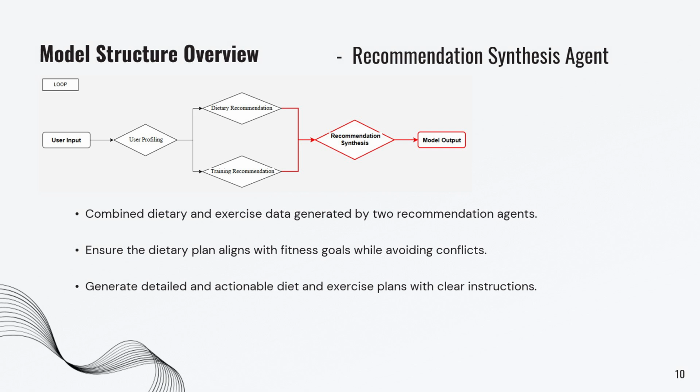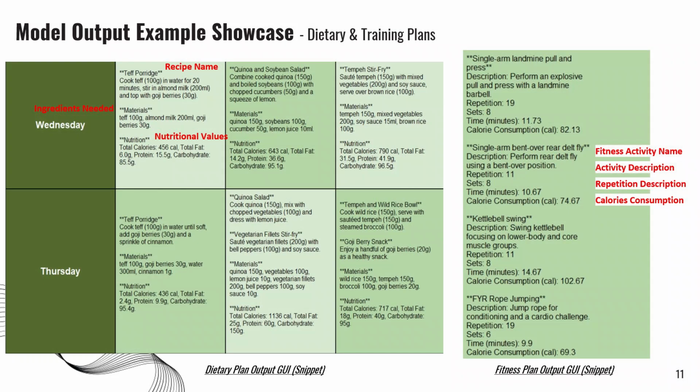And then there is the recommendation synthesis agent. It will combine the two dictionaries from before and ensure the dietary plan aligns with the fitness goal and avoids any conflict. And it will generate a diet plan of how to make the food and a fitness plan of how to do the exercise. Here's an example of a high-energy diet plan that supports the training plan. For the diet plan, we can see the information is recipe name, ingredients needed, and nutrition values. For the fitness plan, we can see the information is fitness name, activity description, repetition description, and calorie consumption.